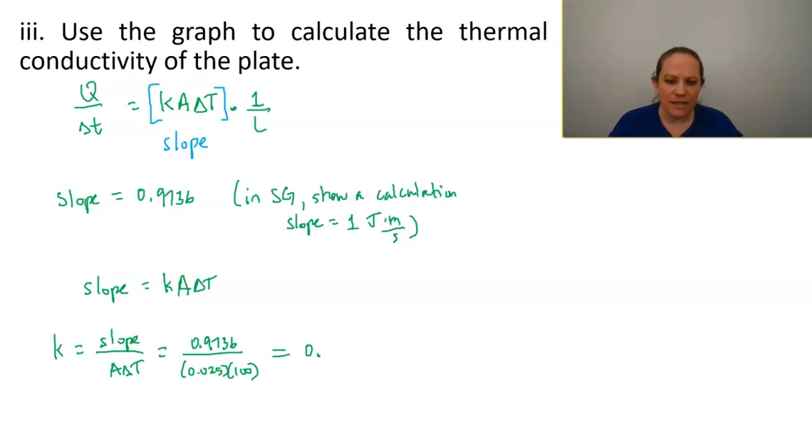So here we'll get a thermal conductivity of 0.389, and that's going to be actually 0.3894. I will leave it to you to decide how many significant figures or decimal places to keep. And that's joules per second per meter per degree Celsius. And in the scoring guidelines, they give a value of K that's equal to 0.40 using that slope that worked out to be 1.